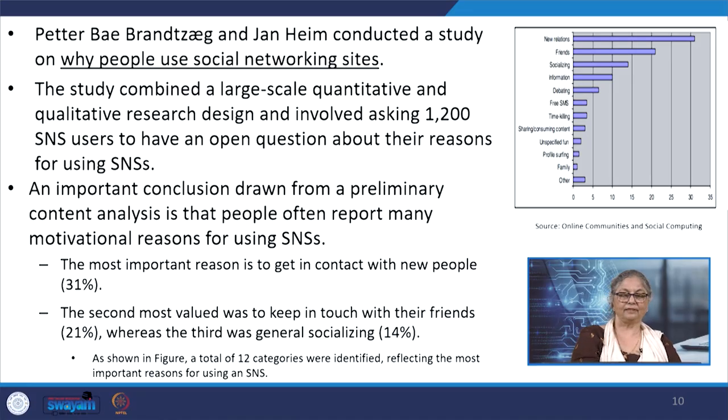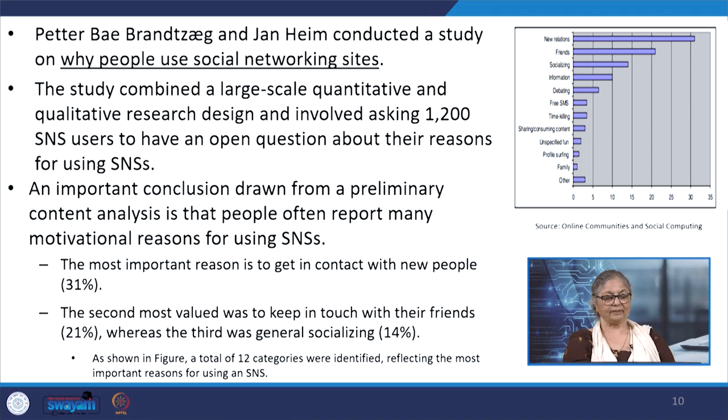This study is by Peter Bae Brandtzaeg and Jan Heim. Their study combined a large-scale quantitative and qualitative design and involved asking 1,200 SNS users an open question about their reasons for using this facility. The study was on why people use social networking sites. One of the important conclusions they drew from a preliminary content analysis was that people often report many motivational reasons simultaneously for using a particular SNS service.